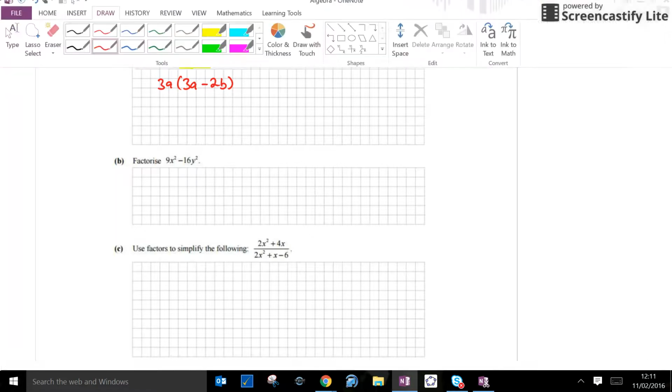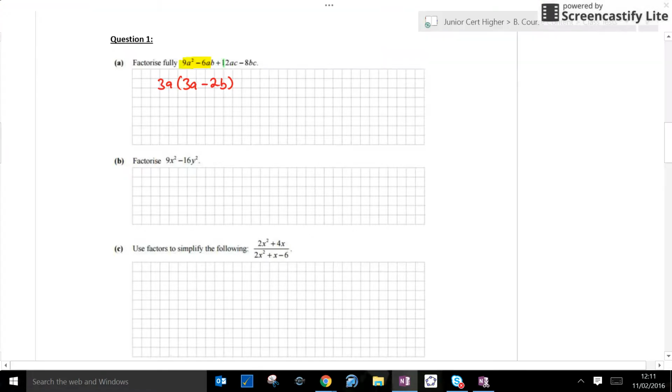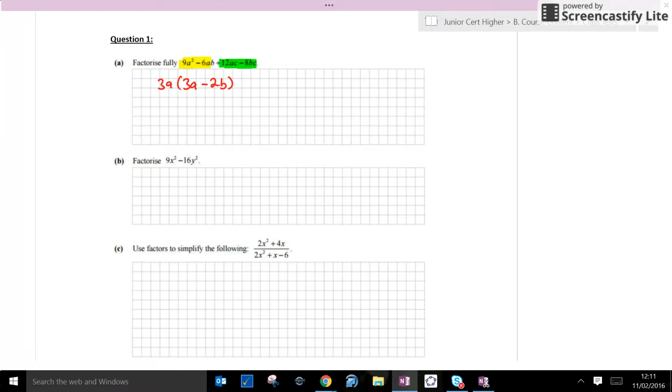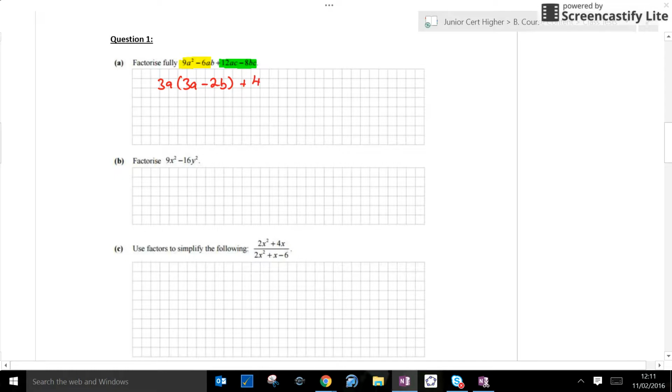Okay, so now we take the next 2 terms together, group these together, and we have plus 12ac minus 8bc. So the common factor between 12 and 8 is 4, so I'm going to factorize out 4, and the common factor between ac and bc is c. I'm now going to divide 12ac by 4c. So 12 divided by 4 is 3. ac divided by c, I'm left with a. Minus 8 divided by 4 is minus 2. bc divided by c is b.